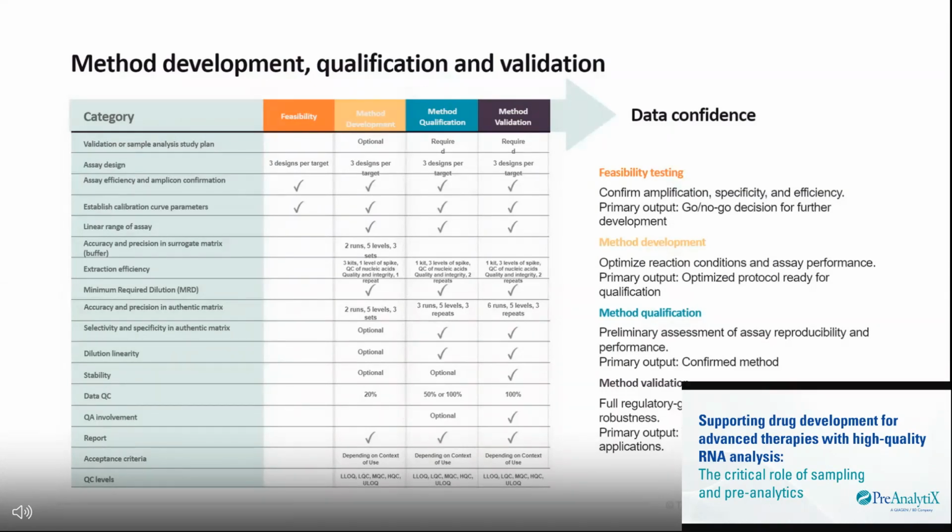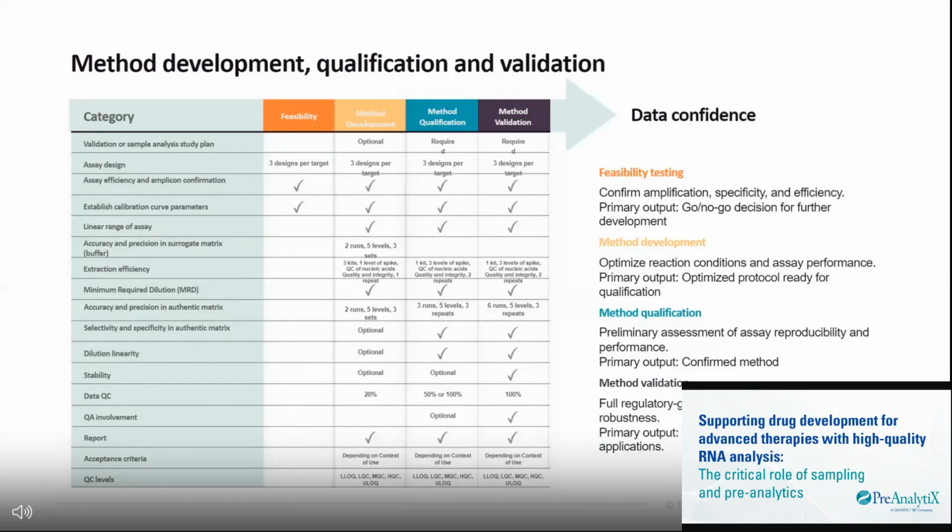And by following this systematic workflow, we ensure a logical progression that maximizes efficiency and reduces the risk of overlooking critical steps or having to repeat processes. This approach supports robust assay development, reliable analysis.